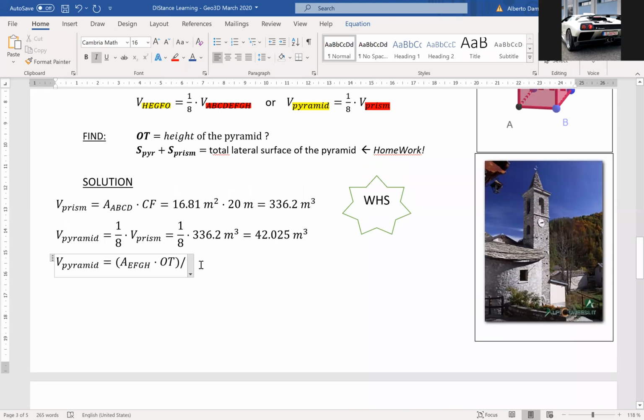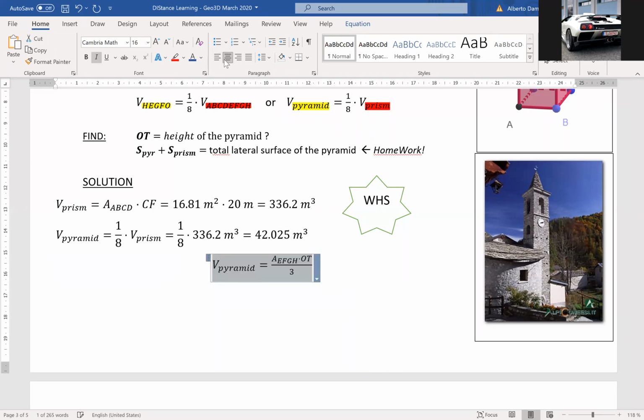And EFGH or whatever is the base of the pyramid. Let me put this in the center, so that I also make it a little bigger. This is my main formula for the volume of the pyramid. Let's look at this formula. Do I know the volume of the pyramid? Yes. Do I know the area of the base? Yes. Do I know this one, OT, the height? No, it's what I need to find. Well, that means I have everything in this formula except for one missing piece, OT, the height, which means I can solve it easily using an equation.